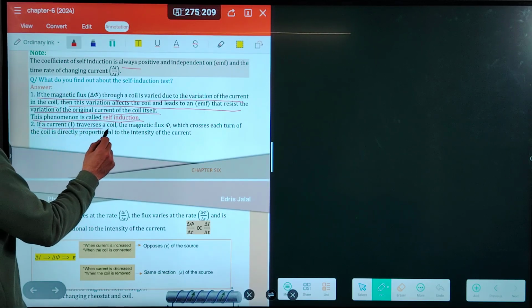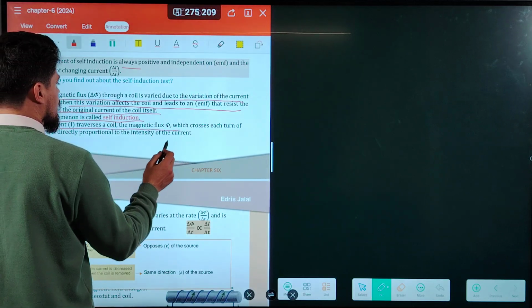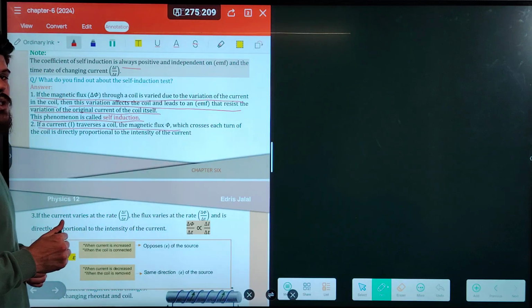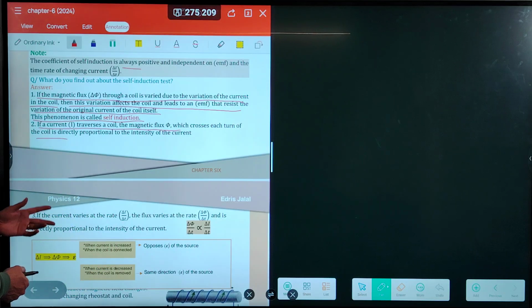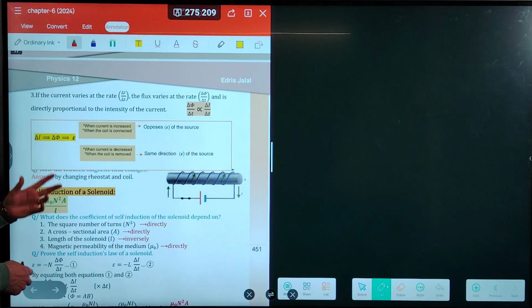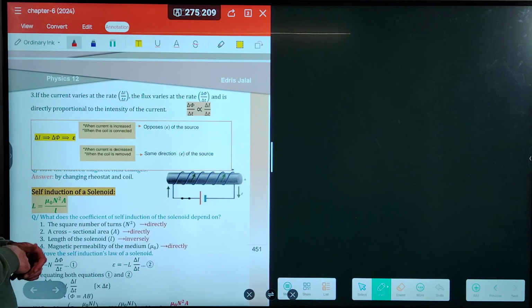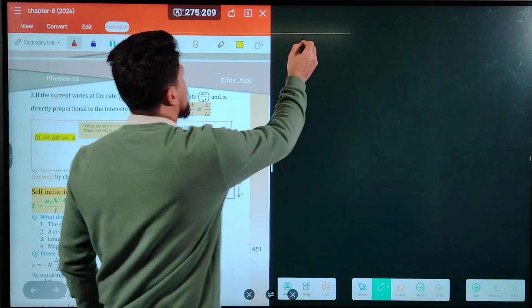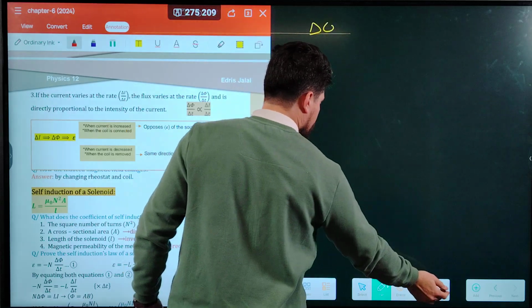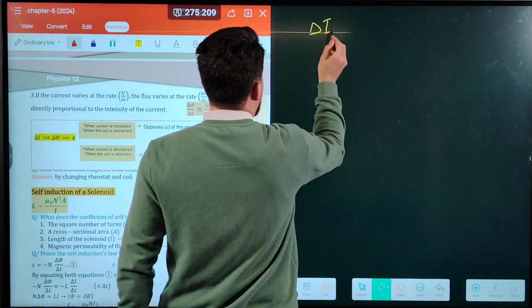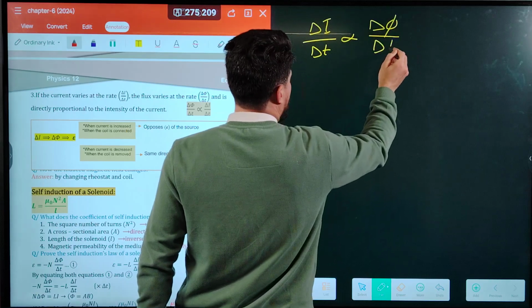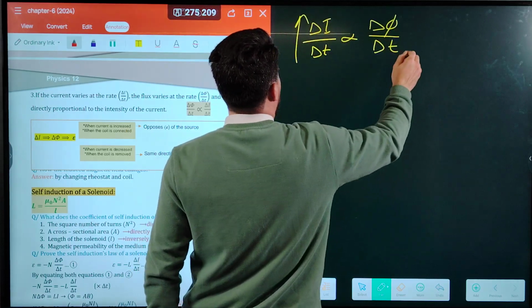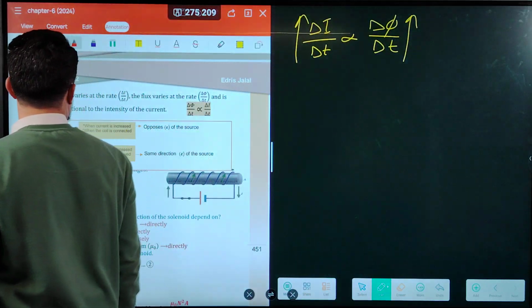If the current I traverses a coil, the magnetic flux which crosses each turn of the coil is directly proportional to the intensity of the current. If the current varies at the rate delta I over delta T, the flux varies at the rate delta flux over delta T. So delta I over delta T is directly proportional to delta flux over delta T. By increasing I, flux increases as well.